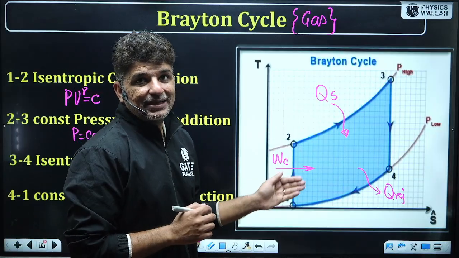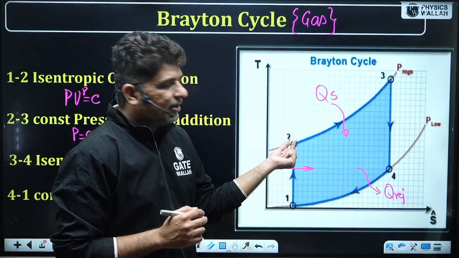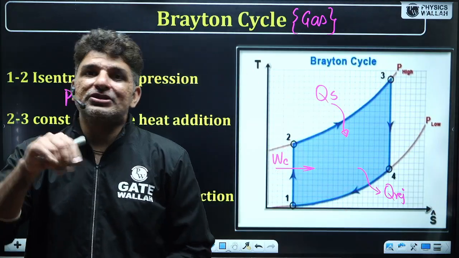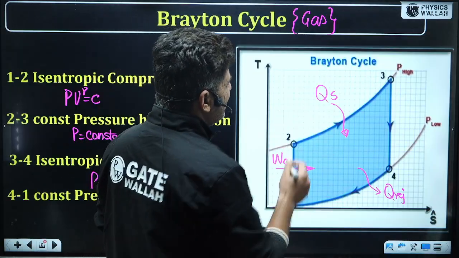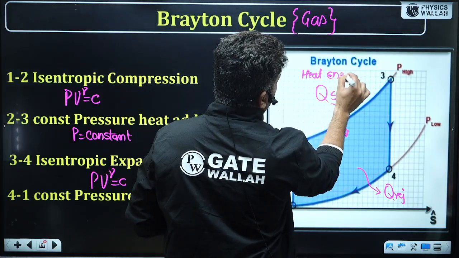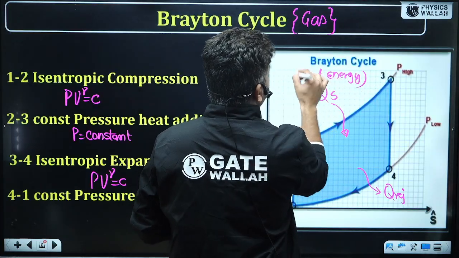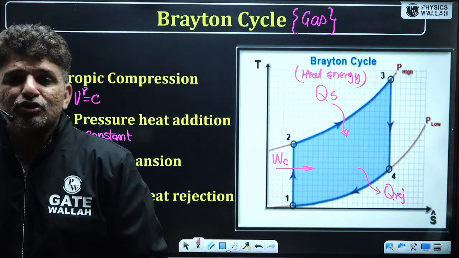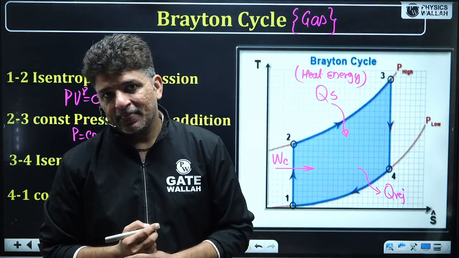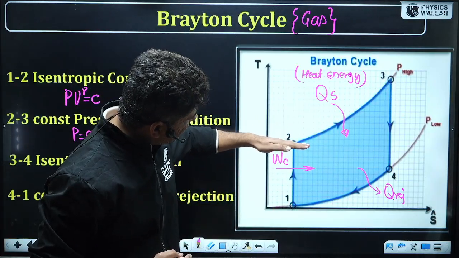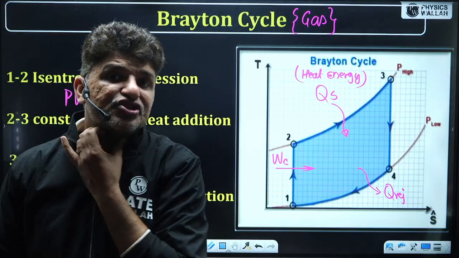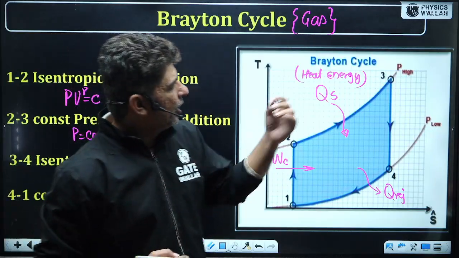Once the compression happens, the gas is sitting at high pressure. Now you provide energy from outside. You provide heat energy. So when heat energy is provided, you see the temperature of the gas increases from 2 to 3. So now you have a high pressure, high temperature gas sitting at location 3.